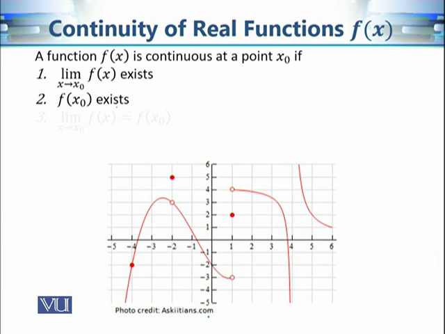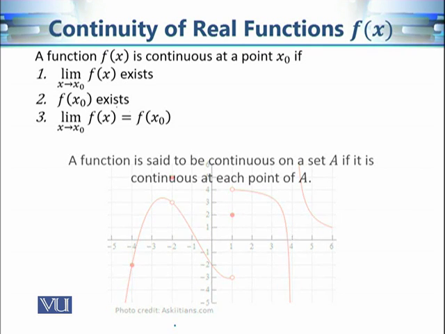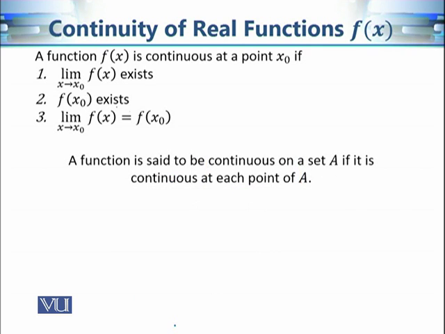So what do we impose then? We impose that the functional value should be equal to the limiting value. And if all these 3 conditions are satisfied, then the function is continuous. And of course, now we can see that this point -2 is also not a point at which the function is continuous. Now, a function is said to be continuous on a set A if it is continuous at each and every point of A.